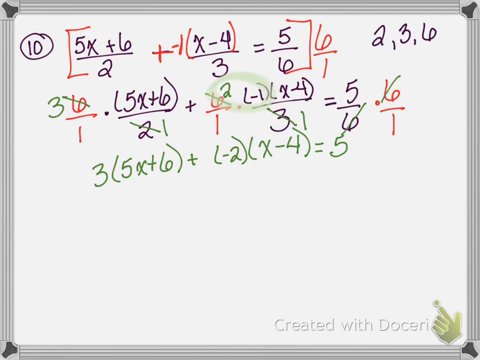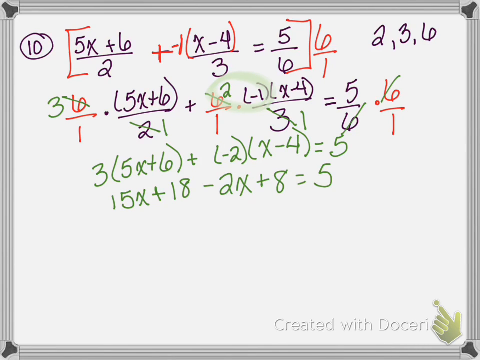So 3 times 5x is 15x. 3 times 6 is 18. Negative 2 times x is negative 2x. Then I'm left with positive 4. Okay? 15x. Where did I mess up? Oh, I did. Yes, you are absolutely correct. Thank you for pointing that out. So that is positive 8. That's not very pretty either. Plus 8. Okay, thank you.